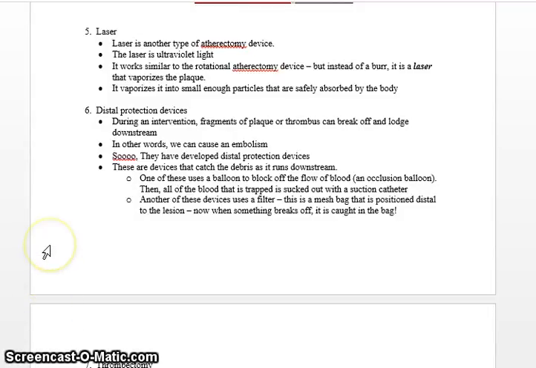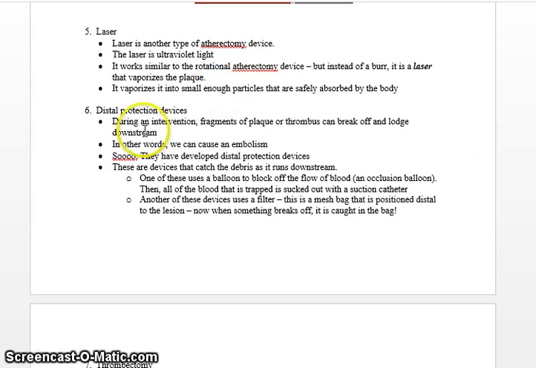Okay, this is week 10, part 4, and still talking about therapeutic devices. So we have the laser, and the laser is also a type of atherectomy or actual removal of the plaque. The laser is an ultraviolet light. It works similar to the rotational atherectomy device, but instead of a burr, it is a laser that vaporizes the plaque. And again, it vaporizes it into small enough particles that they are safely absorbed by the body.